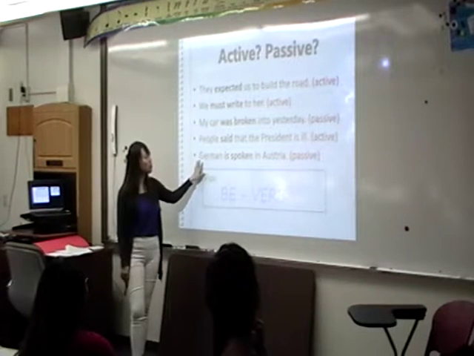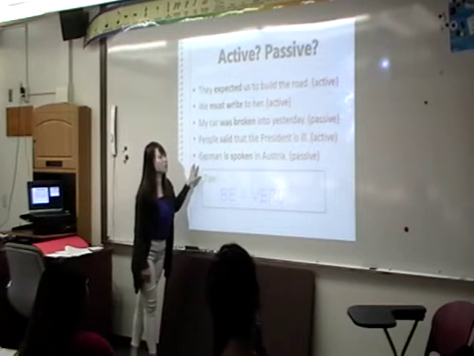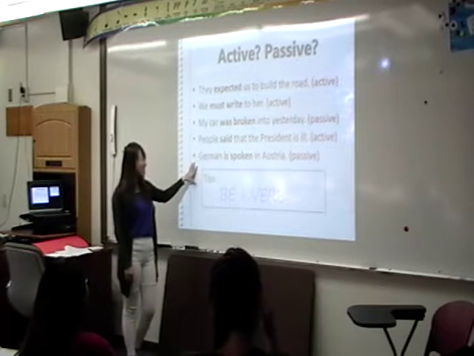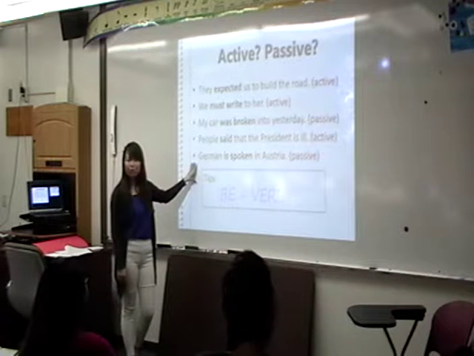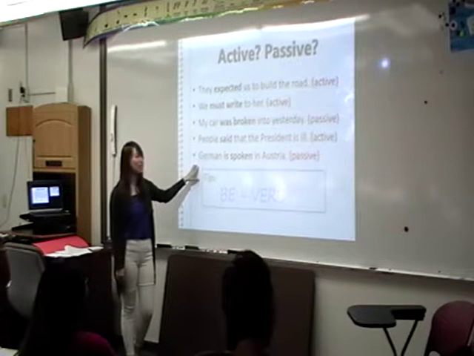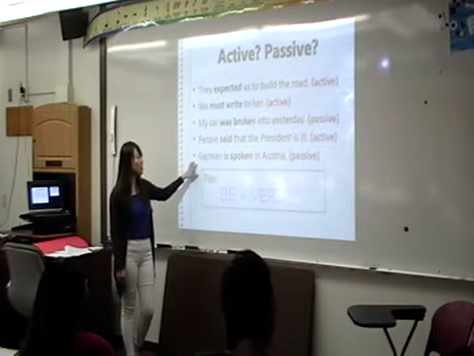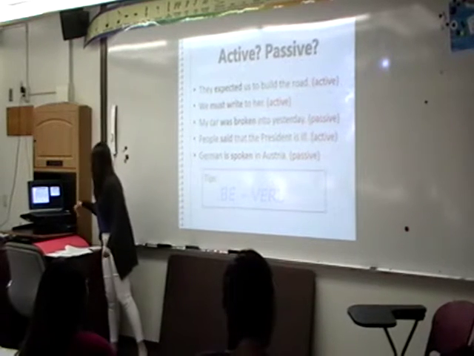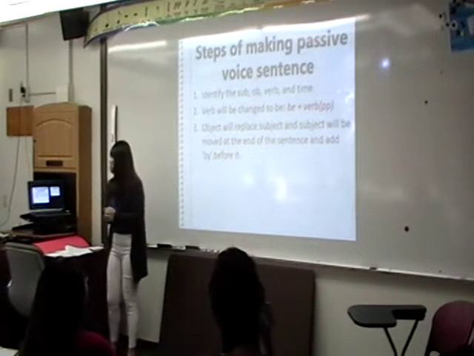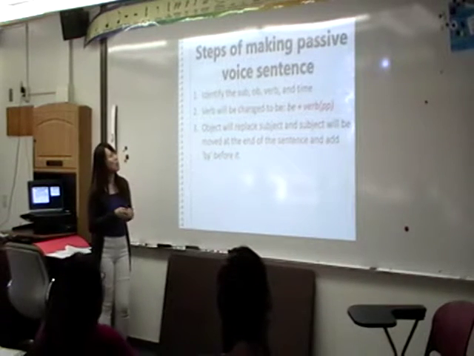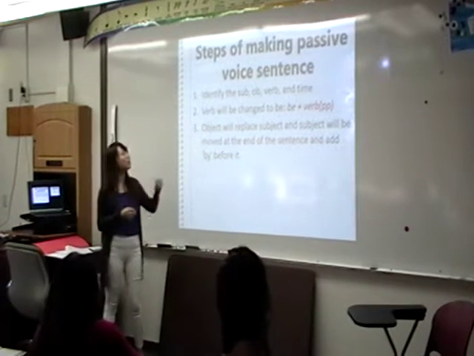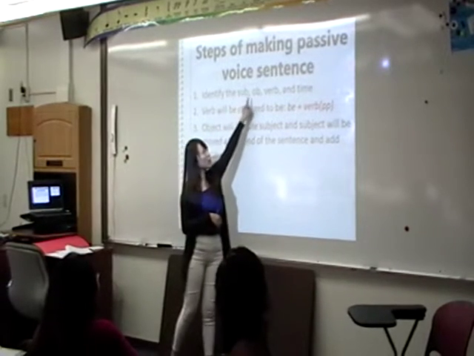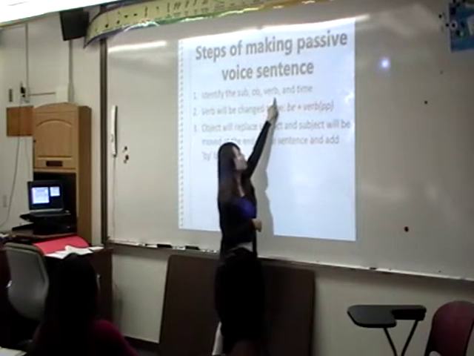And like this one, German is spoken in Austria. So we don't know the subject, we don't know the doer, but we know that this is true, that people there speak German. Very good. So here, I'm going to show you the steps for making passive voice. So first, we need to identify the subject, object, and the verb.